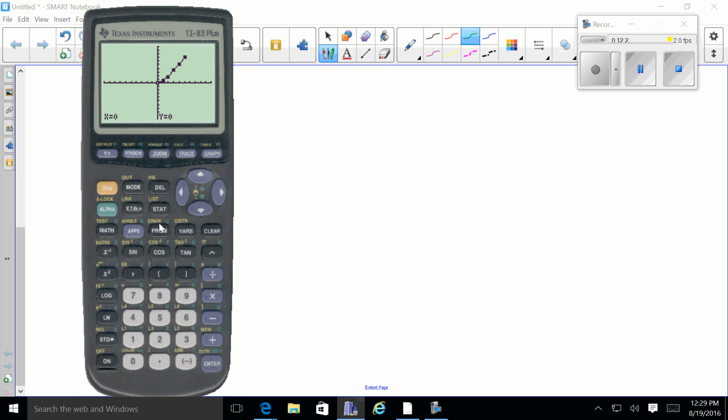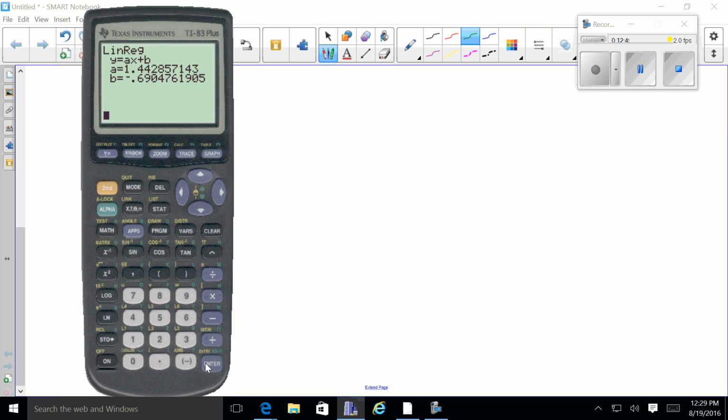So I'm going to go to stat. I'm going to go over to calc. Once again, I'm following number 5. But now I want to figure out what is the linear regression line equation for that particular line. So I'm going to go to number 4. And when I hit enter, it now gives me this formula. Okay? I'm going to go ahead and write that formula down here on the screen.